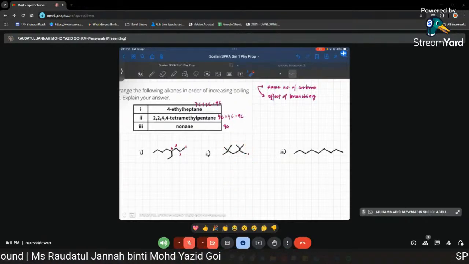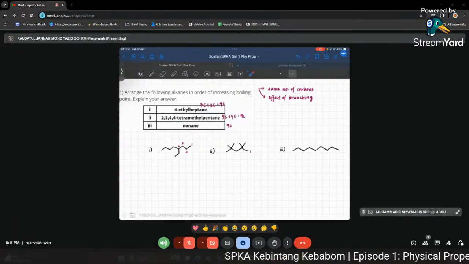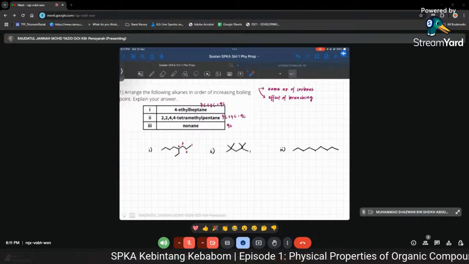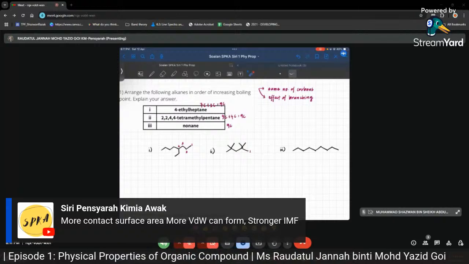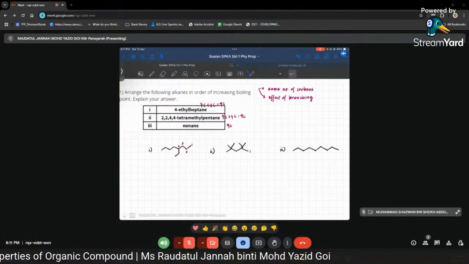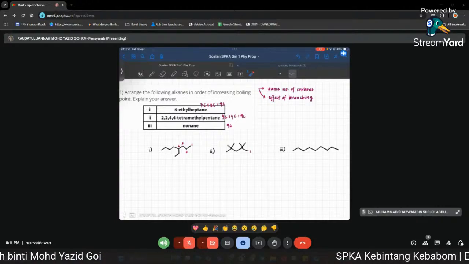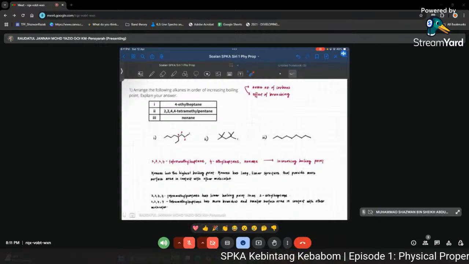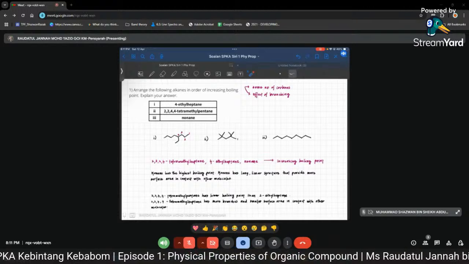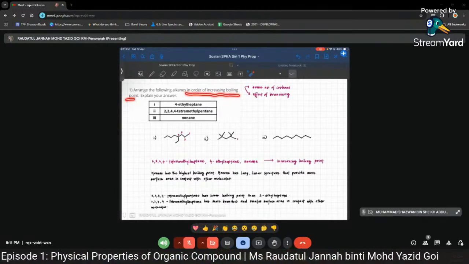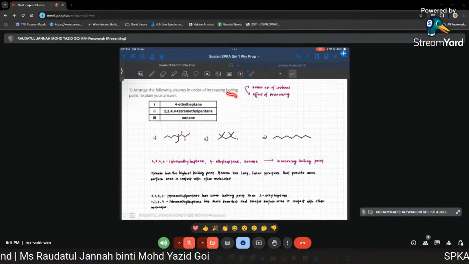So the question that we have for number 1 here, basically dia tengah discuss the factor of branching. So the general idea is that lagi banyak branch yang you ada, molecule you akan dapat a smaller surface area in contact with another molecule. So because of that, less van der Waals forces will form, means you have weaker intermolecular forces. So if we want to discuss the answer, ataupun you need to explain your answer, first, sila jawab soalan accordingly. Soalan minta you susun in the order of increasing boiling point. So you kena susun daripada smallest boiling point yang you boleh predict to the highest boiling point.